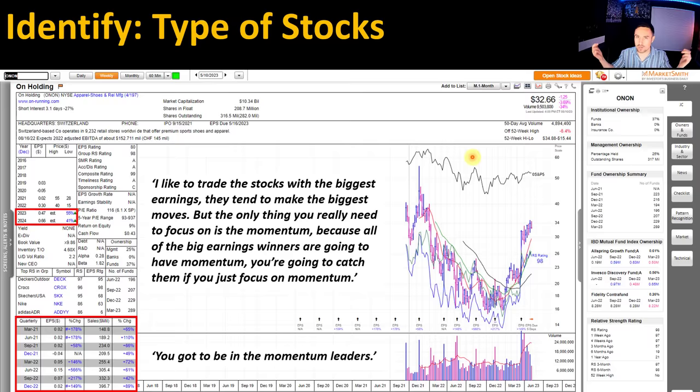So I like to trade the stocks with the biggest earnings. They tend to make the biggest moves. But the only thing you really need to focus on is momentum, because all of the big earnings winners are going to have momentum.